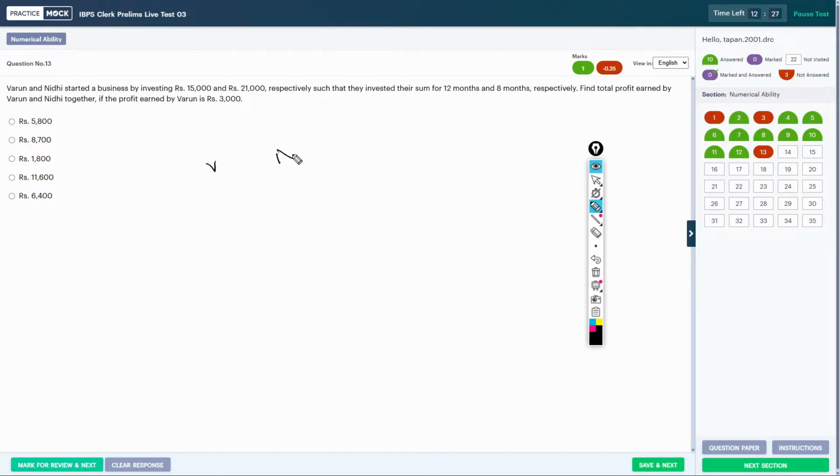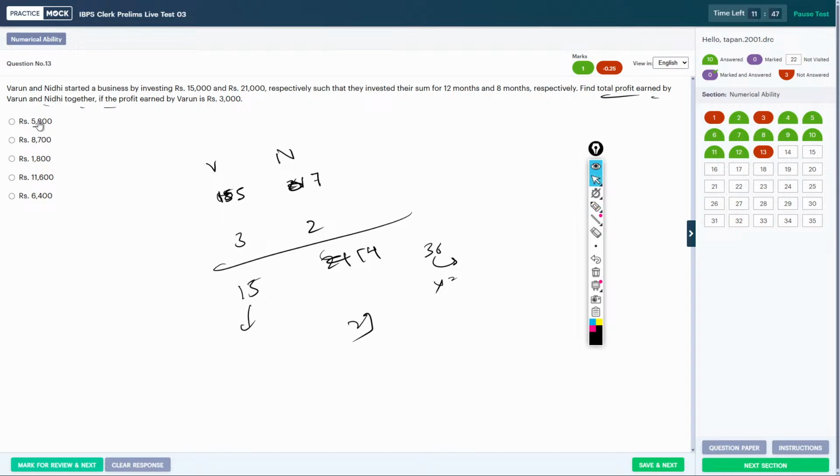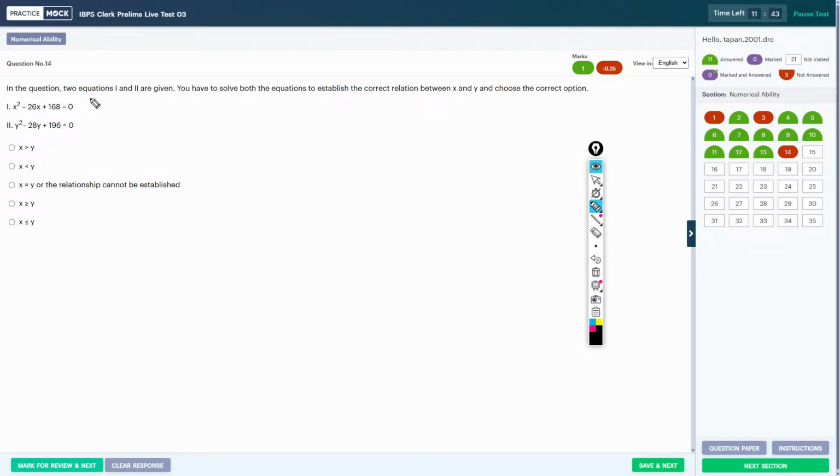Varun and Nidhi invested 15 and 21 for 3 and 2 years. This is 5, 3, 7. Find the total profit together if Varun earned this. Okay, so 15, so 30 times. This is also 21. So total is 36 into 2. Total profit if Varun earned this, so 20, right? This is 36. Okay, this is 14. So total 29 into 2, 58.